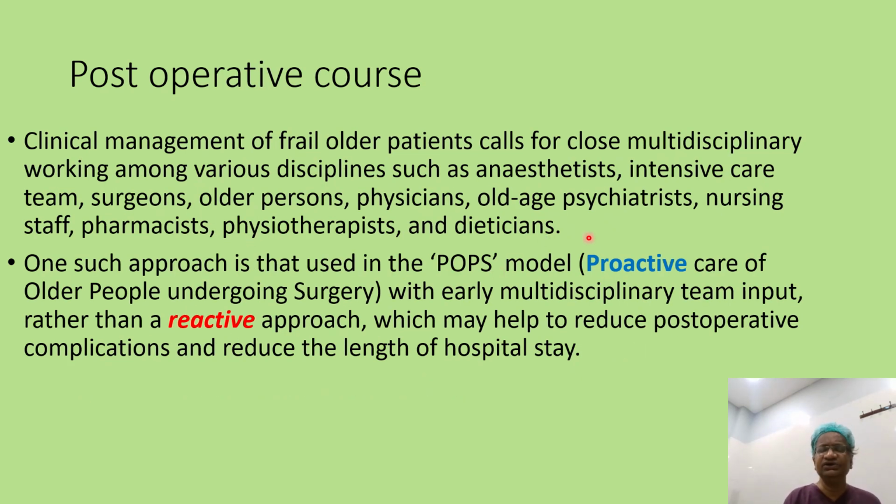You need a physiotherapist who understands, a nutrition expert, and nursing with psychiatric nursing, because they may have problems with social status; a son or daughter may not come. One approach is called the proactive care of older people, the POPS model, multidisciplinary, rather than a reactive approach. If you have delirium and then start approaching, that is the reactive approach. You don't get delirium by using a POPS model. That is proactive.